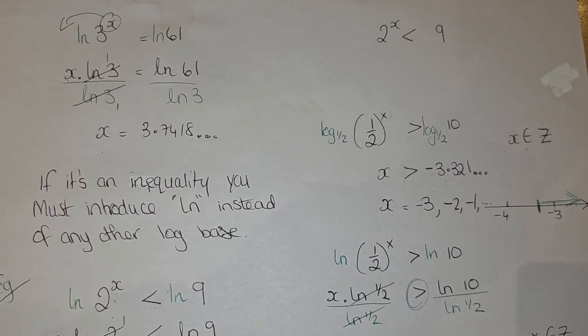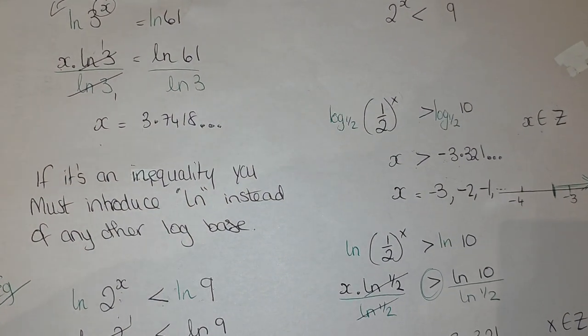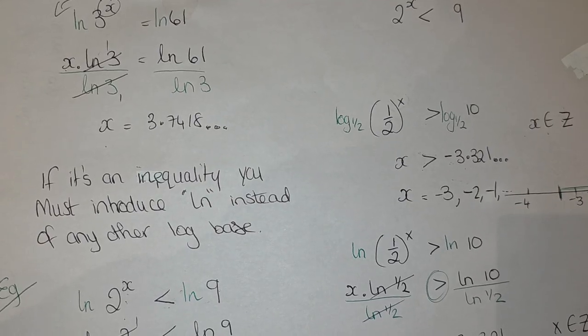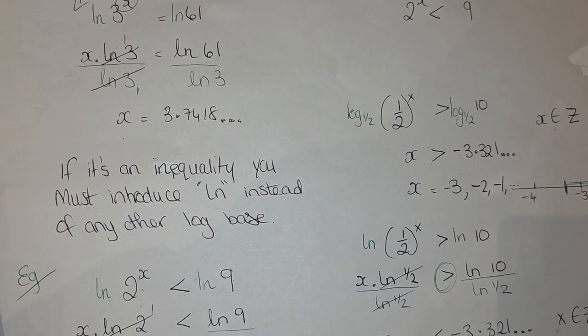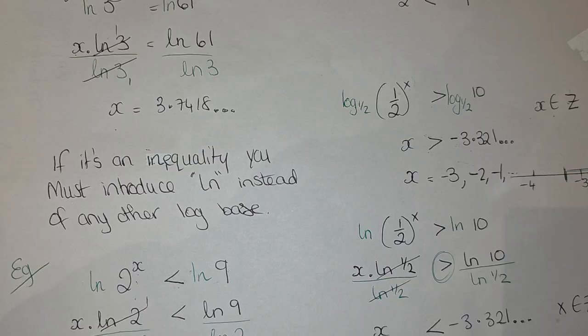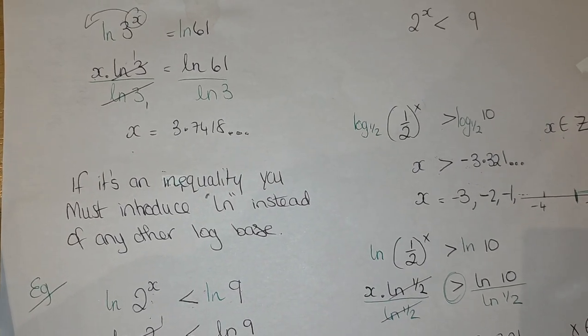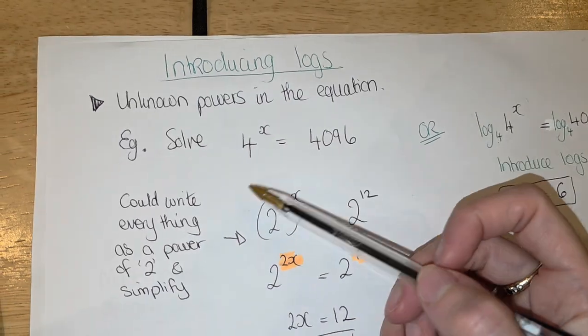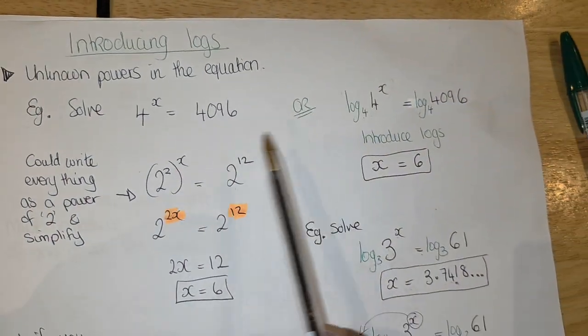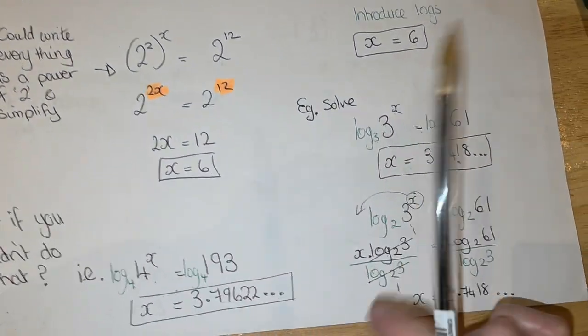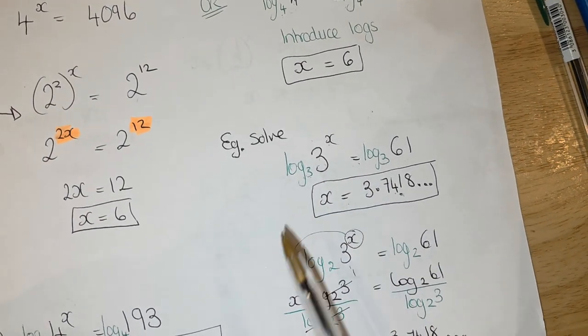Right, so that's how we introduce logs in order to solve equations with unknown indices, where you're not able to use the rules of indices to actually solve it. You can just use logs. But you could use logs all the time, even if you could use indices to solve it, like with our very first example, which was that one. Okay, so I had two methods to solve that one, whereas with this one, I could only use the log method, introducing logs.